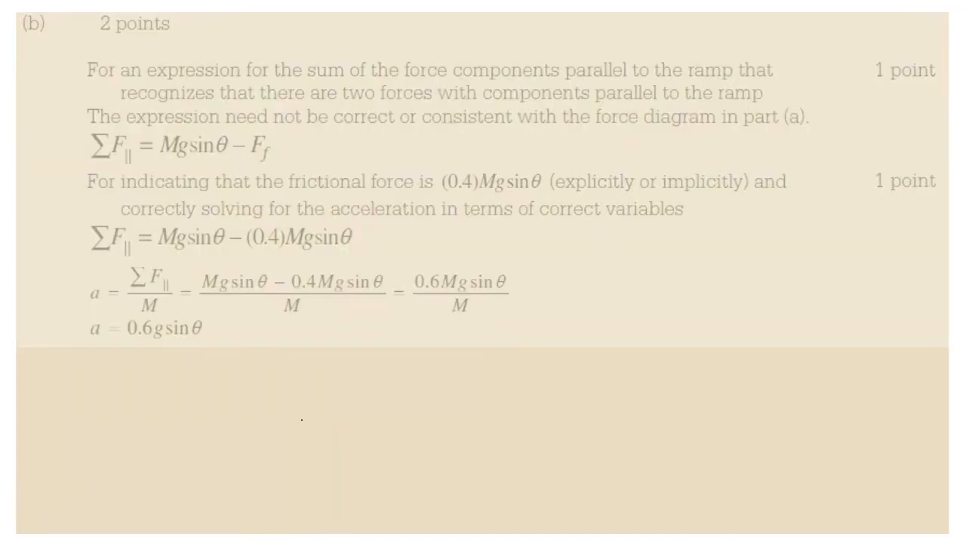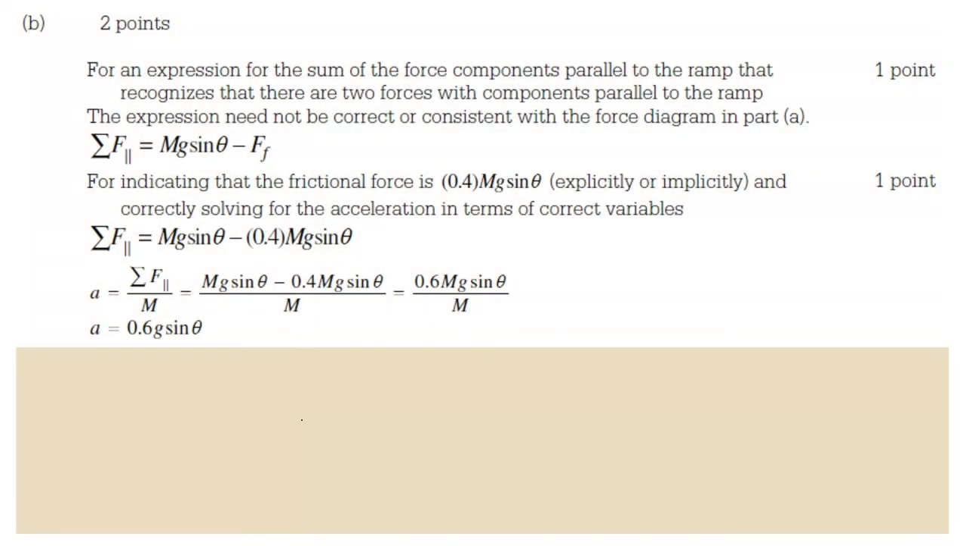All right, looking at the scoring guide here, the scoring guide says 1 point for an expression of the sum of the force components parallel to the ramp that recognizes that there are two forces with components parallel to the ramp. And then it says here, the expression need not be correct or consistent with the force diagram in part A. So even if you got this wrong, it seemed like if you just realized there are two forces that are acting parallel to the ramp, they would have given you the point for that.